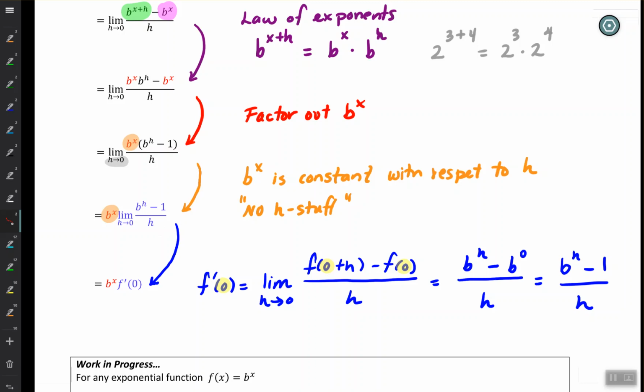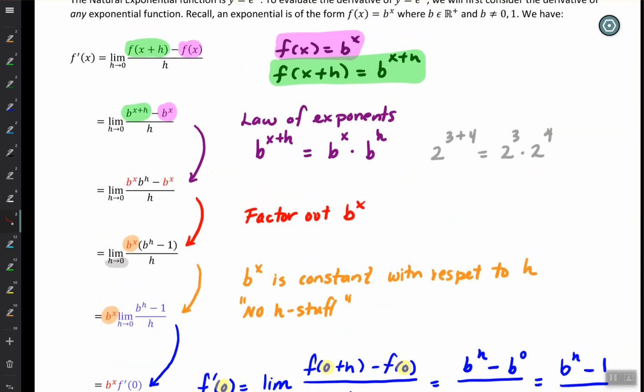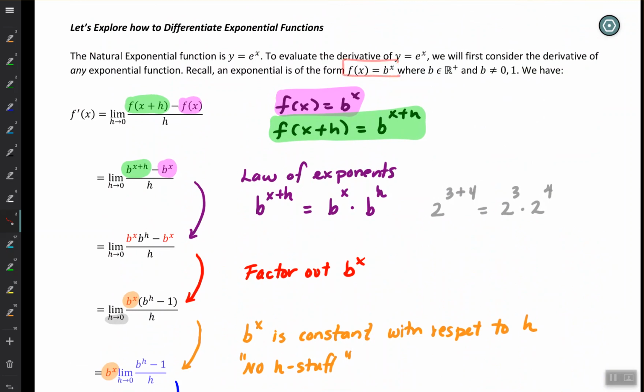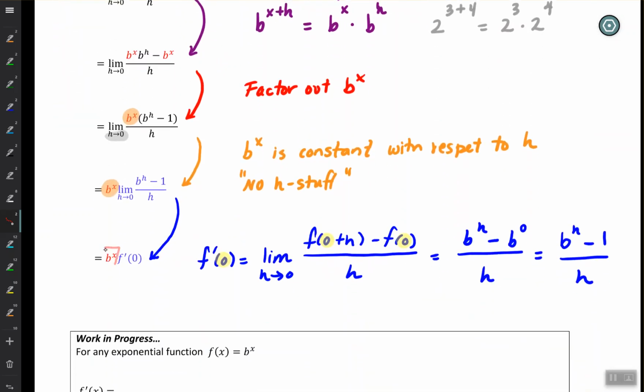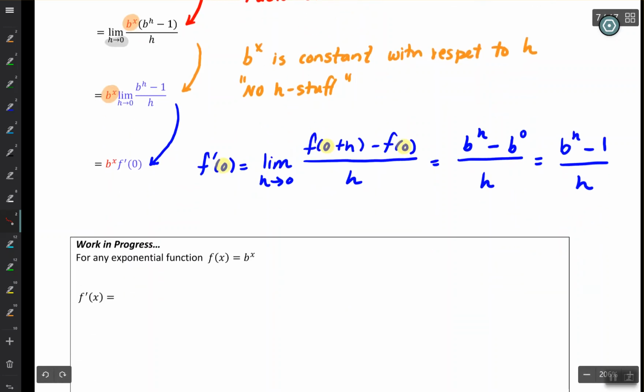All right, so what we have right now is a work in progress. We've just shown for any exponential function, if I look at the limit definition of the derivative, it simplifies down to the exponential function itself times f prime of 0. There's your function itself, f of x, the y coordinate, times f prime of 0, and f prime of 0 is that slope of the tangent line at the point x is 0, y is b to the 0, y is 1.